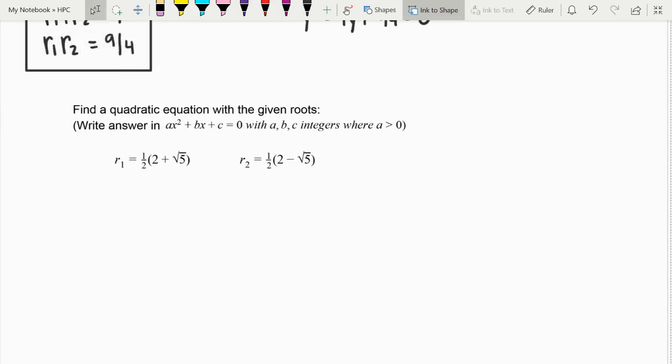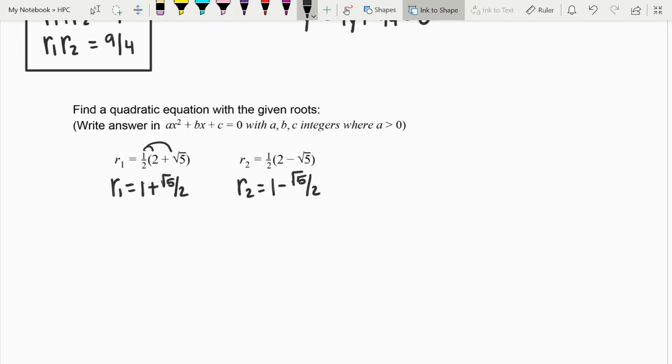Okay, and for our last example, we're going to find a quadratic equation when we are given the roots. So we want to write our answer in ax squared plus bx plus c equals 0, with a, b, and c being integers where a is greater than 0. So we're going to work backwards a little bit here. I'm going to rewrite my roots and distribute the 1/2. So root 1 is going to be 1 plus the square root of 5/2, and root 2 is going to be 1 minus the square root of 5/2.